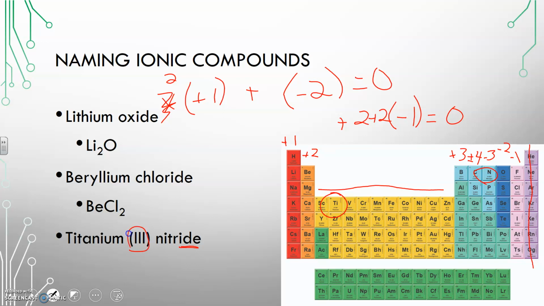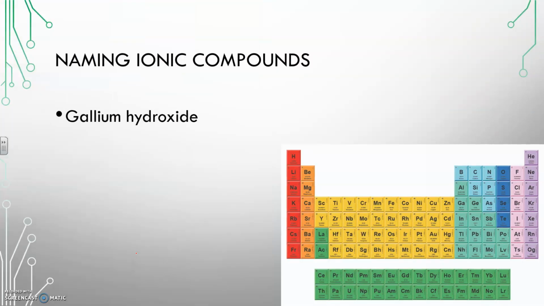Now remember, this Roman numeral right here tells you that this titanium has a +3 charge. Now if you look at the nitrogen, it has a -3 charge. So if you add +3 and -3 together, you already equal 0. So this one is pretty easy. It's TiN. Ten. Haha. Okay, all right, so let's keep going.